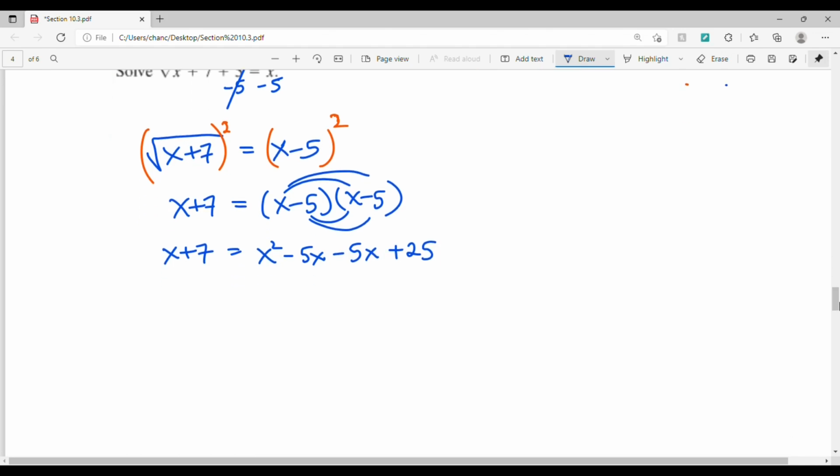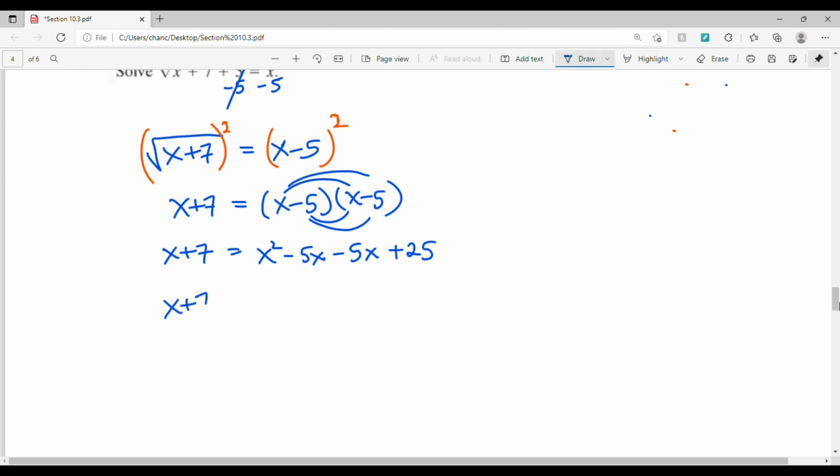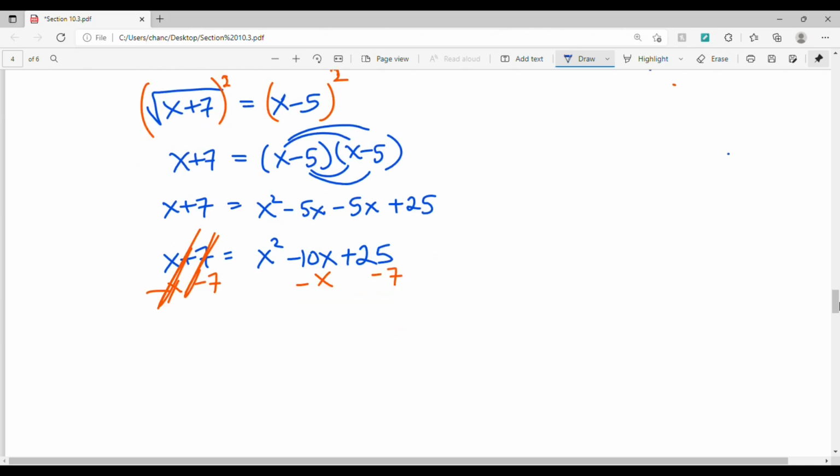Let's subtract x from both sides. Let's collect like terms. So this is going to give me x squared minus 10x plus 25 on the right. And then we'll subtract x from both sides, and we'll also subtract 7 from both sides. This gives you 0 equals x squared minus 11x, and 25 minus 7 is going to give us a positive 18.